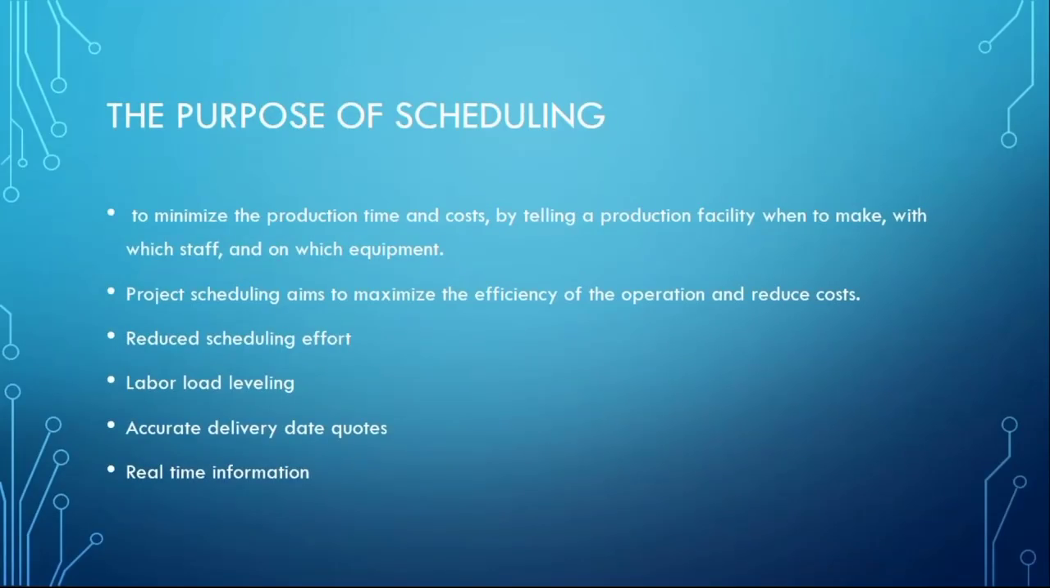So what's the purpose of scheduling? Number 1 is to minimize production time and cost by telling the production facility when and which staff and which equipment. So once you schedule, it helps us to minimize every resource that we have within the organization, be it the production time, be it the cost, the budget for that production, and every other equipment and everything. So once we have an activity schedule within an organization, we're able to effectively minimize production time and cost and everything.